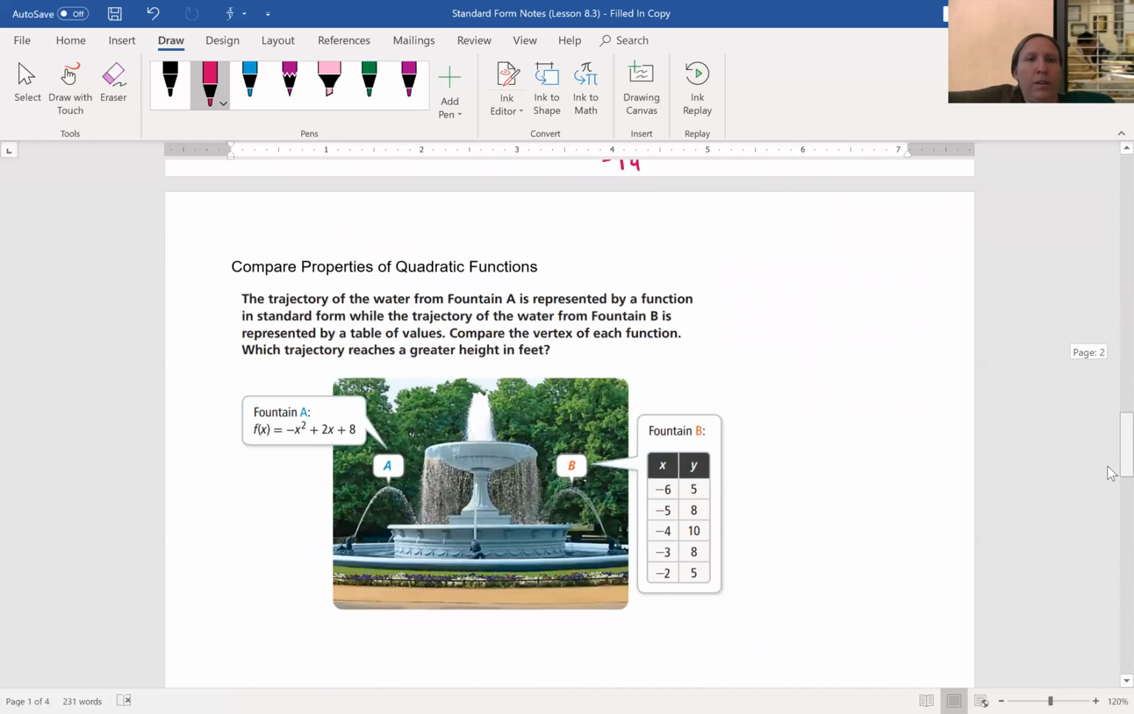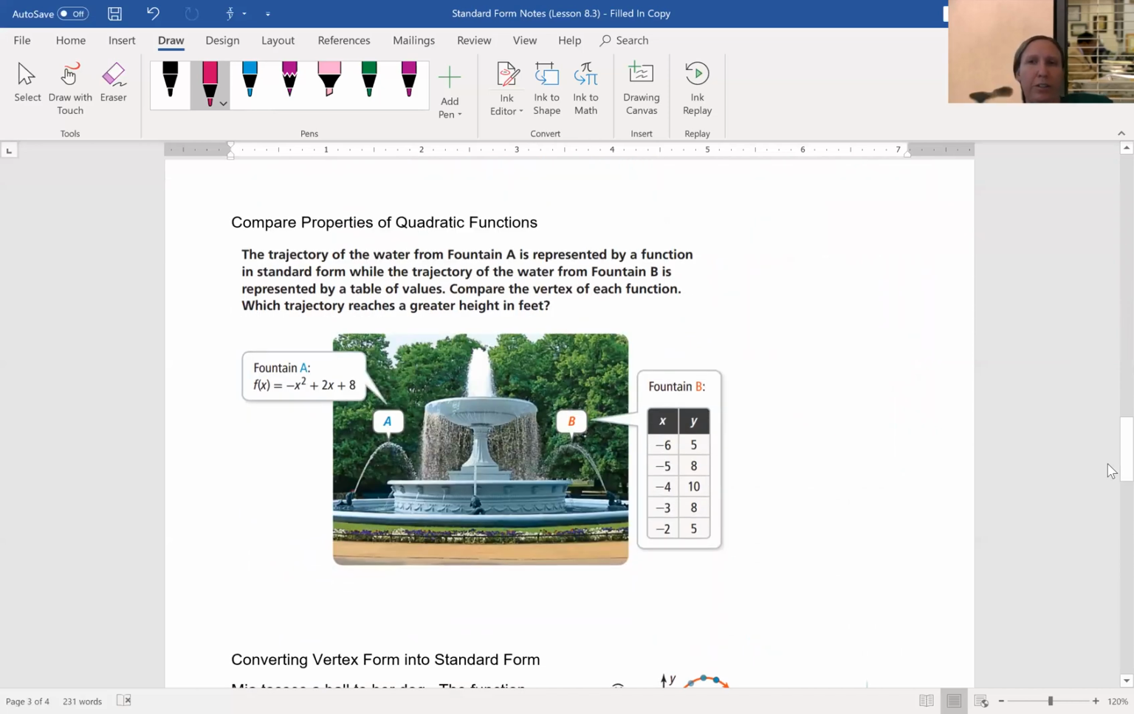Okay. Compare properties of quadratic functions. So we have a fountain, okay, and we have little fountains on the side of the big fountain, and you can see that they are forming some nice looking parabolas. Okay, so we have fountain A and fountain B. It gives us an equation for fountain A, while it gives us a table of values for fountain B. And they want to know which trajectory reaches a greater height in feet.